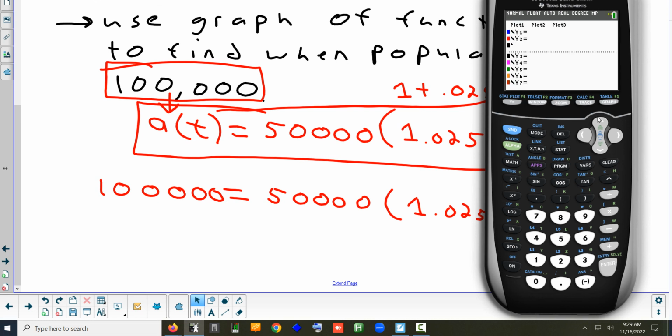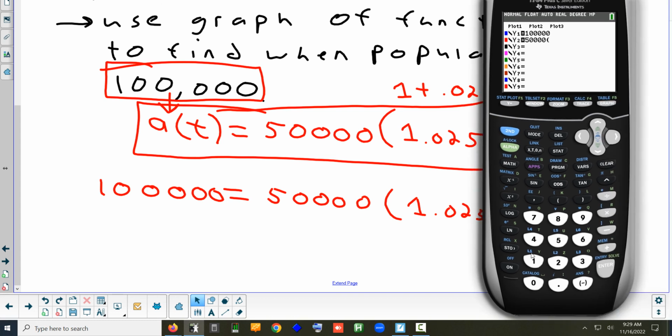Now, since we're going to graph a flat line at 100,000, we're going to have to set the y max to at least, I would say, maybe 110,000. So put 100,000 in y1. Put 50,000 times 1.025, and you have to use x. X is always the independent variable. We can't use t. If you wanted, could you divide both sides by 50,000 and just find when 2 is equal to 1.025 to the t? Yes. You could divide both sides by 50,000.